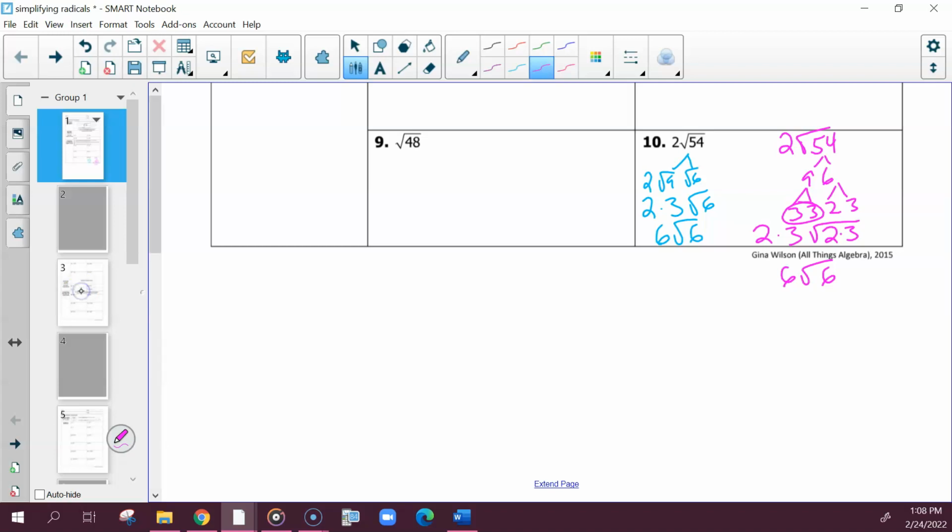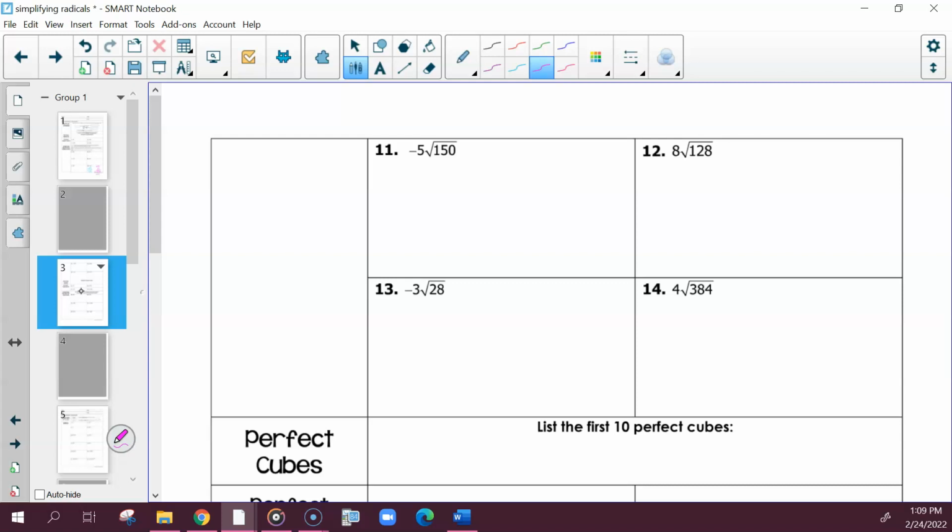Okay. Moving on to the next page, let's do another one of those examples. Let's do number 11. So now we have a negative out front. So if we do negative 5 times the square root of 150, breaking it down by square roots, we can do 25 for sure. So the square root of 25 times the square root of 6. So that will give us negative 5. The square root of 25 is 5 times 6. So negative 25 times the square root of 6. 6 can't be broken down more.